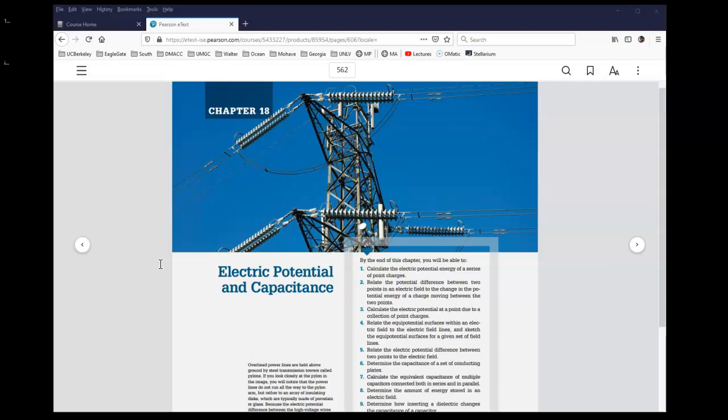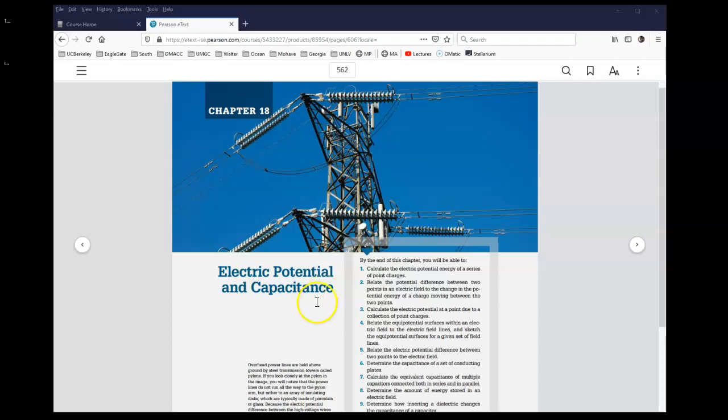In this chapter, we will be covering several topics. The title of the chapter is the electric potential and capacitance. The term electric potential means the voltage. We're going to cover that. We're also going to cover the potential energy, the conservation of energy, and also the capacitance. So there are several topics that we're going to be covering.